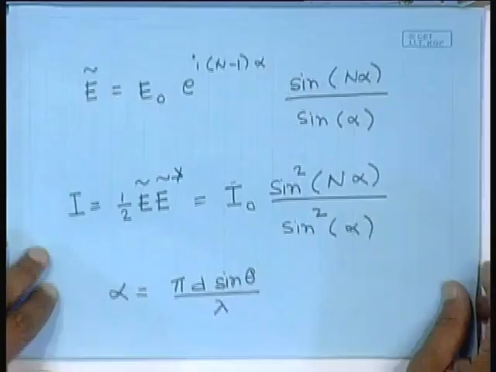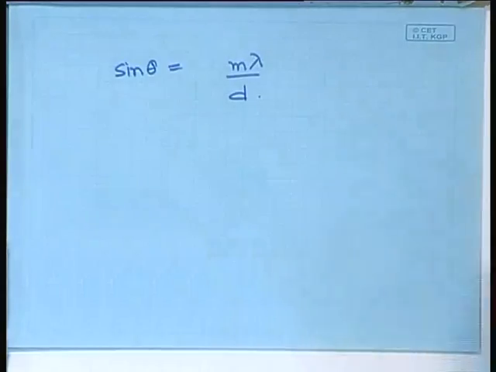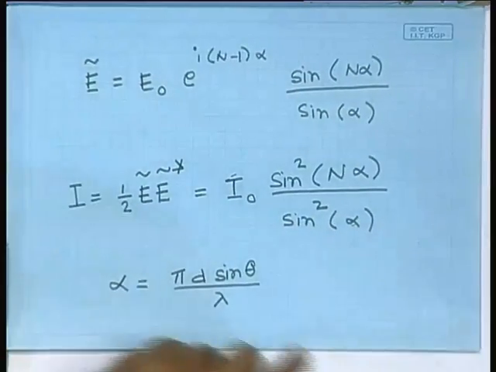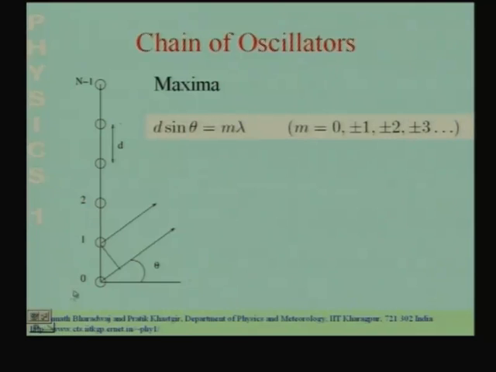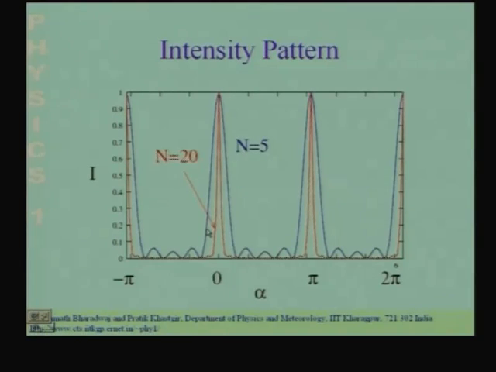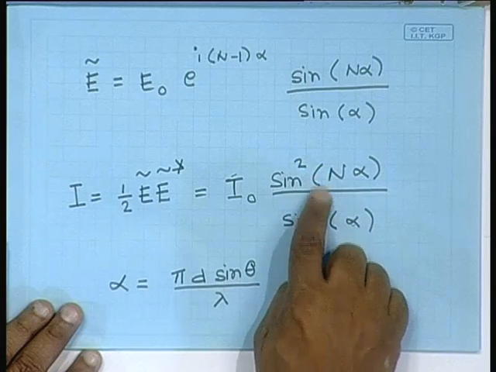If lambda by d is less than 1, you can have more than one solution for different integers m, right. And these solutions correspond to these values of alpha where the denominator and numerator both become 0. Now, let me plot this intensity pattern and show it to you as a function of alpha. If I plot the intensity pattern as a function of alpha, it looks like this. Whenever alpha is 0 or alpha is pi, 2 pi, minus pi, I have these maximas. The numerator and the denominator both vanish.